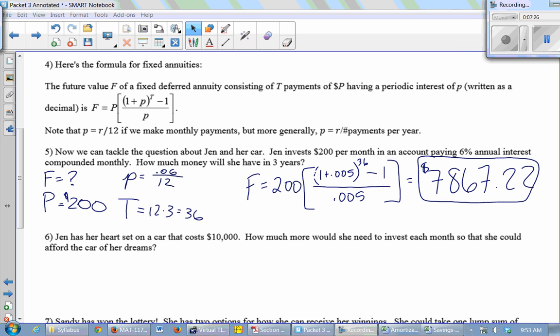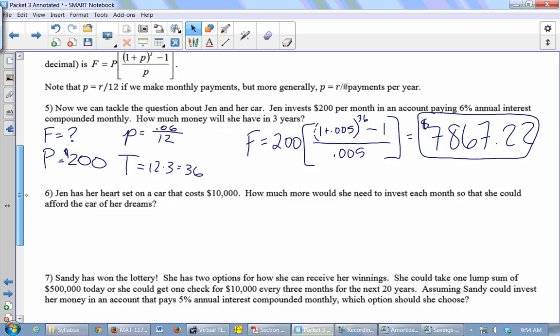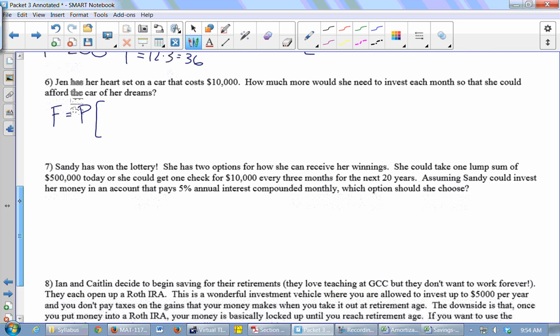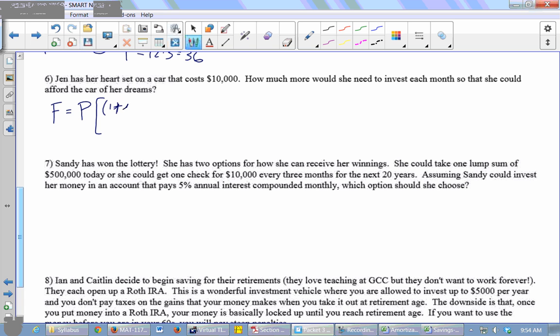Okay, so Jen has her heart set on a car that costs $10,000. How much more would she need to invest each month so that she could afford this car? Right? So now we're being told what we want the future value to be, and we're trying to figure out how much to invest. So all the other stuff is staying the same. So if I write down my formula, it's going to be P times 1 plus p to the t minus 1 over p.